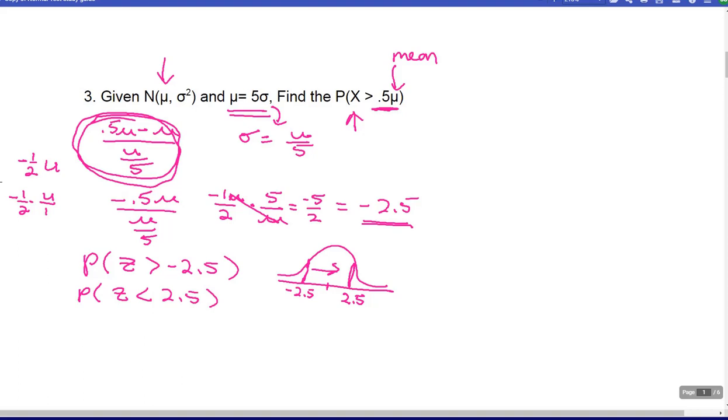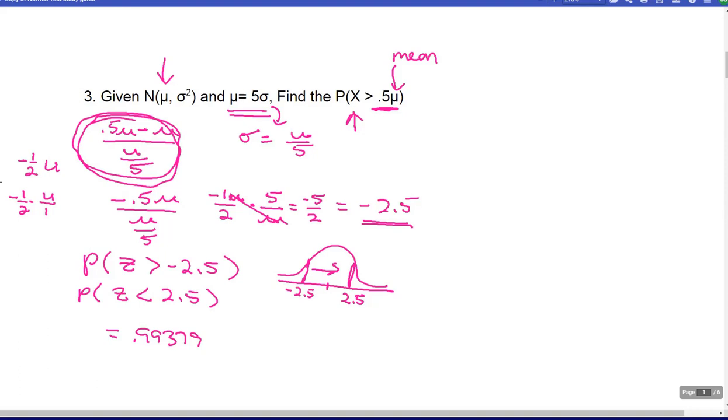Okay? Now, in your calculator, you can do either one of these. What'd you get? Do it for me. Tell me what you get. I got 0.99379.